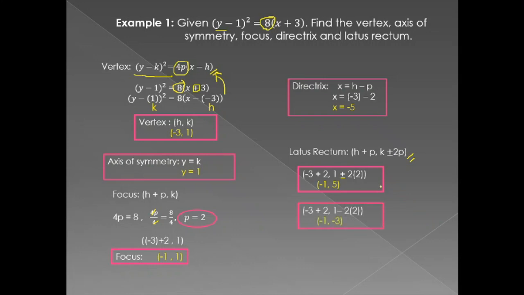For the second point, minus naman, we have negative 3 plus 2, so that is negative 1, and magkakaroon tayo ng 1 minus 2 times 2. So we have 1 minus 4, so that is negative 3. So our points for latus rectum are (negative 1, 5) and (negative 1, negative 3).